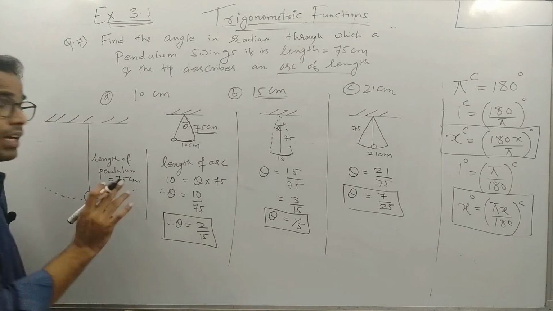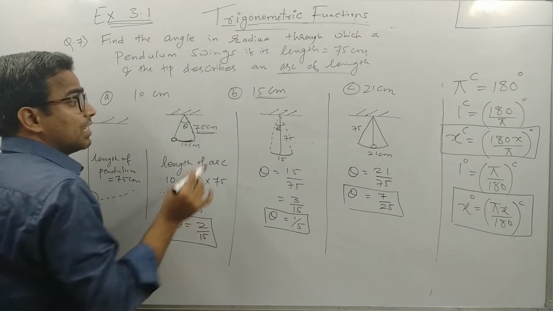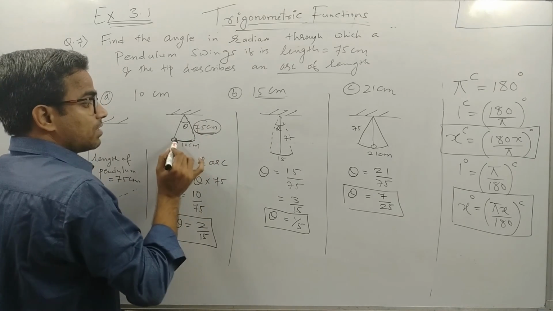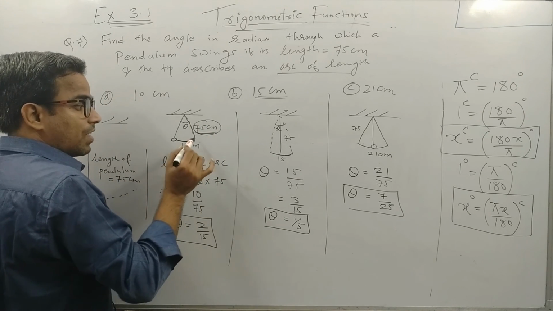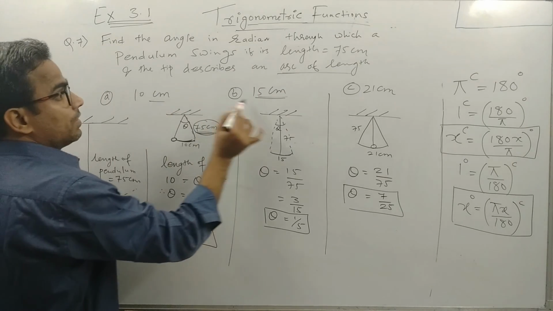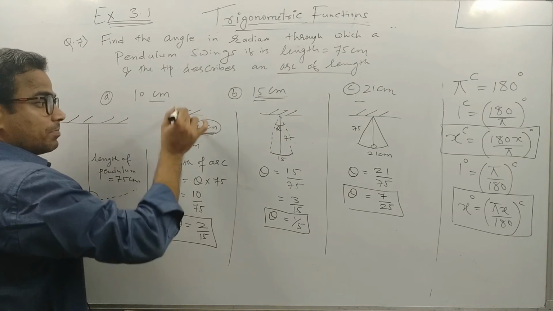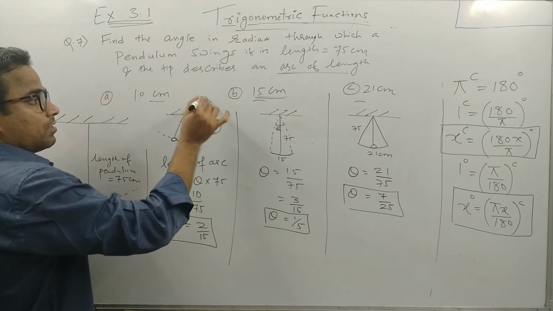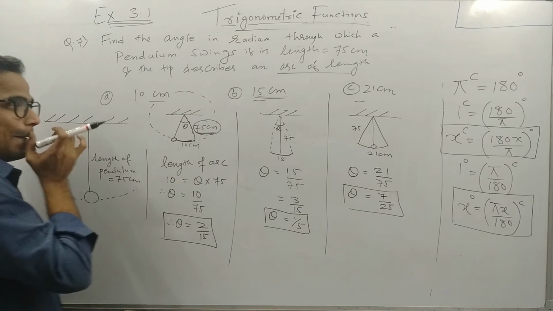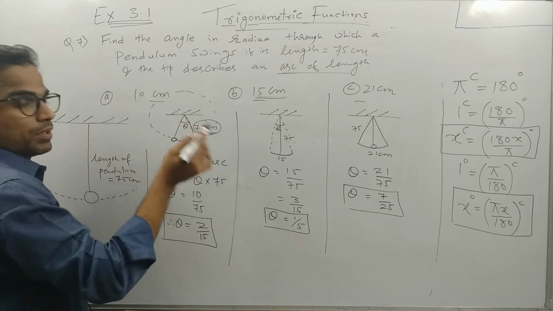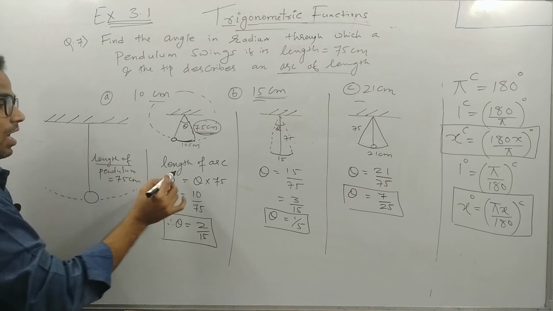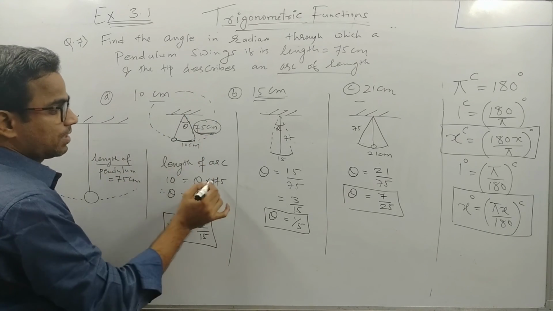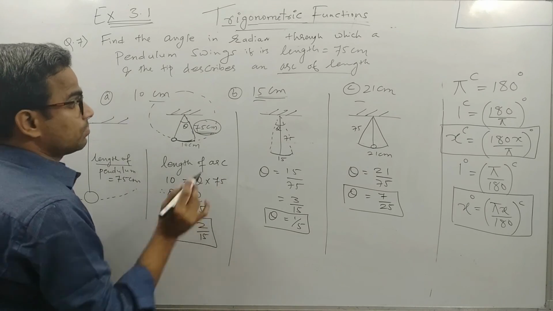So here one may get confused with the length of the pendulum as the length of the arc. No, the length of the arc is what they have given, and the length of the pendulum is basically the radius. If you consider this as a bigger circle, from your basic geometry, you know the length of the arc is the angle subtended at the center into the radius.